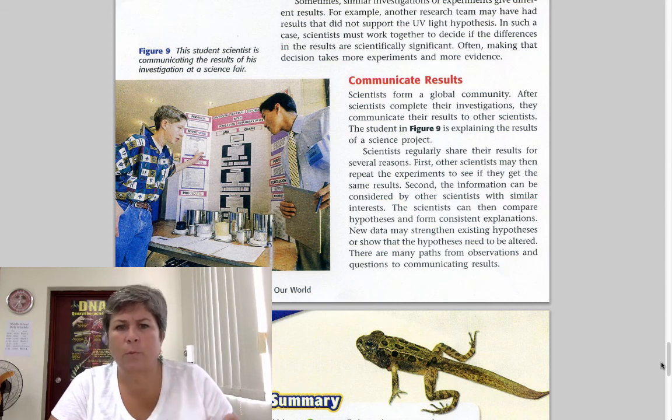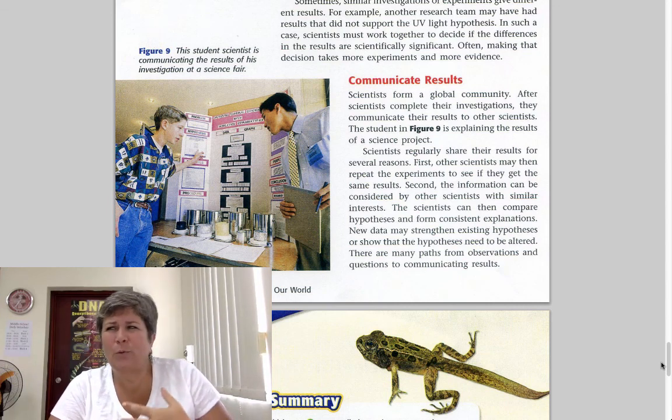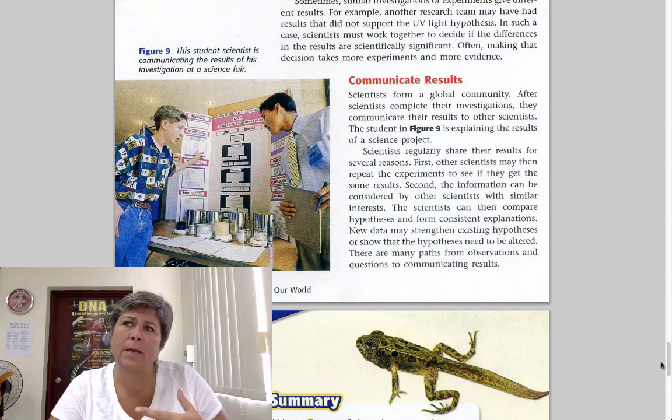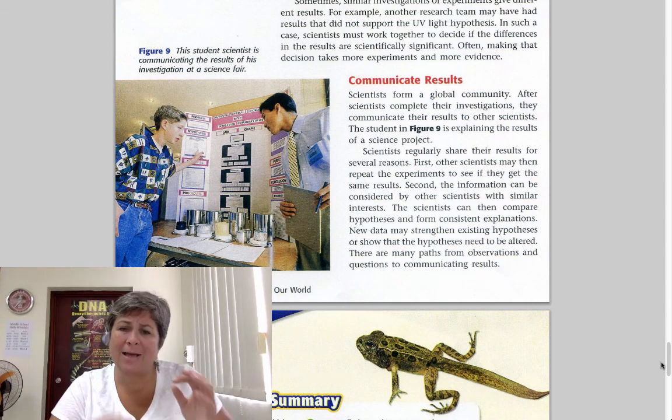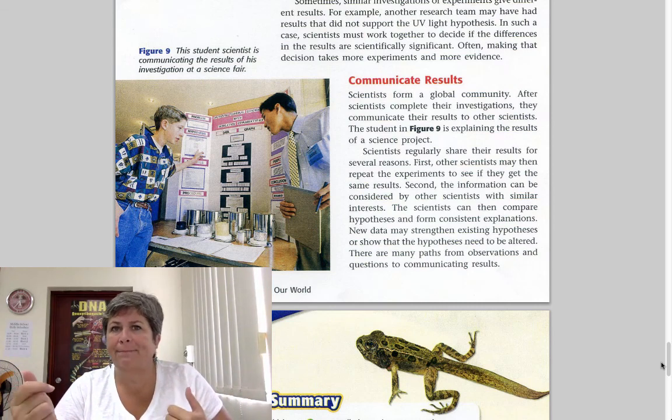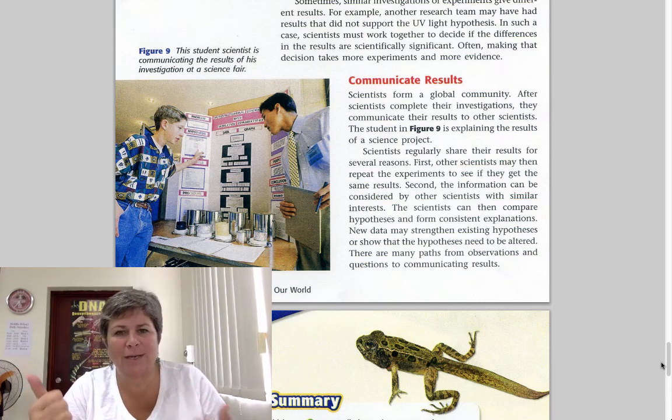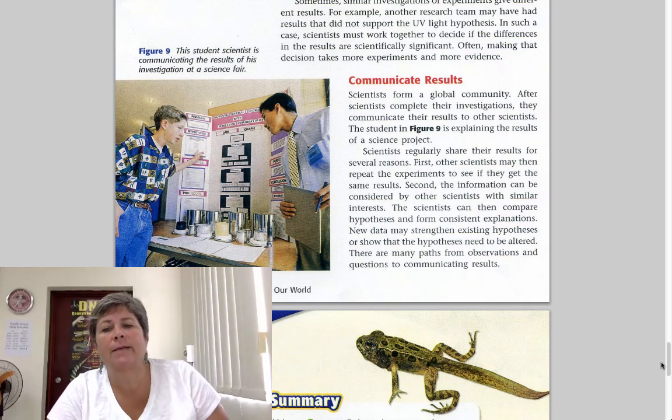For one thing, you don't want people repeating what you're doing. You don't want people to waste time, but you also want some review by your peers. So you want other scientists to be able to follow your procedure to test that hypothesis and get the same results. So if I copy this experiment with the frog eggs and UV light exposure, I should get about the same results if it is an accurate, good experiment, good research. Okay, so that's one reason.